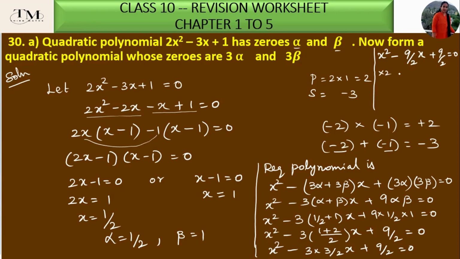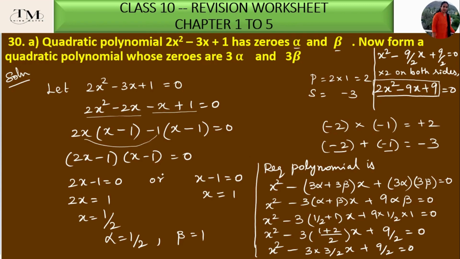In the next step, we can multiply by 2 on both sides. If we multiply by 2 here, you will get 2x square. If you multiply this term by 2, the division 2 and the numerator 2 get cancelled, so you will get minus 9x. Here also the division 2 and the number 2 we are multiplying get cancelled, so you will get 9, equal to 0. So this is the quadratic polynomial we need. So this 2x square minus 9x plus 9 is the required quadratic polynomial.